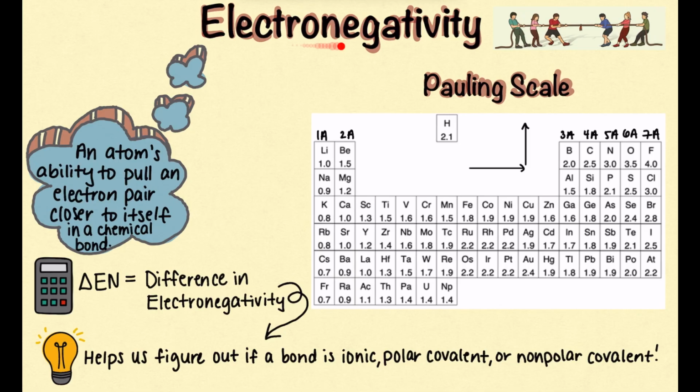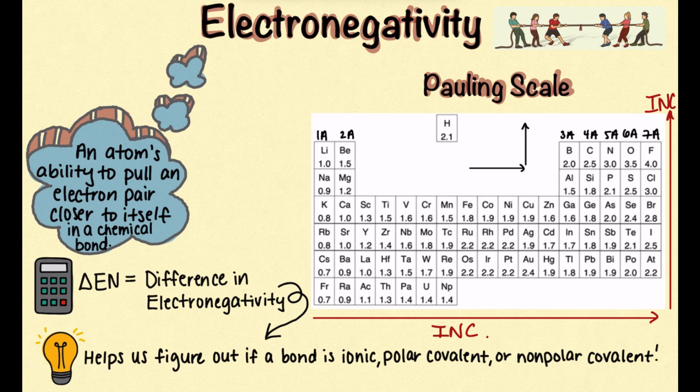And there's a trend. As you move across a period, so from left to right, electronegativity increases. And as you move up a group, so bottom to top, electronegativity also increases. So if I draw an arrow from the bottom left of the periodic table up to the top right, electronegativity is increasing along that arrow. And here's how I always picture it: a game of tug of war. Two teams are pulling on a rope. The stronger team is more electronegative, meaning they pull the shared electrons closer to themselves.